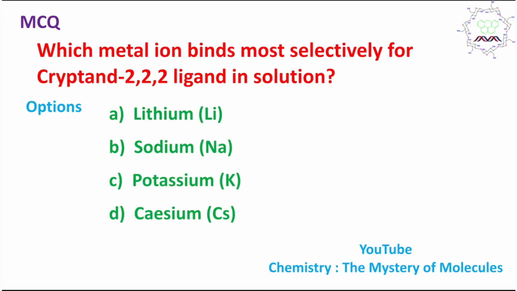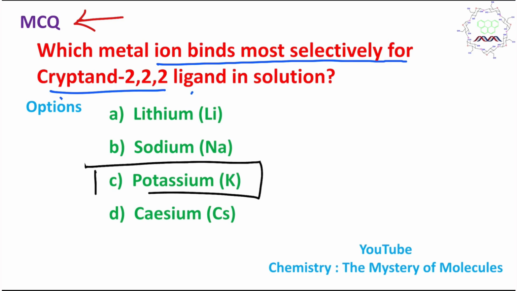Now let's come to the MCQ. As I told, which metal ion binds most selectively to cryptand 222 ligands in solution? I have given the answer in between the discussion. So again I am telling, the answer is option C, potassium.